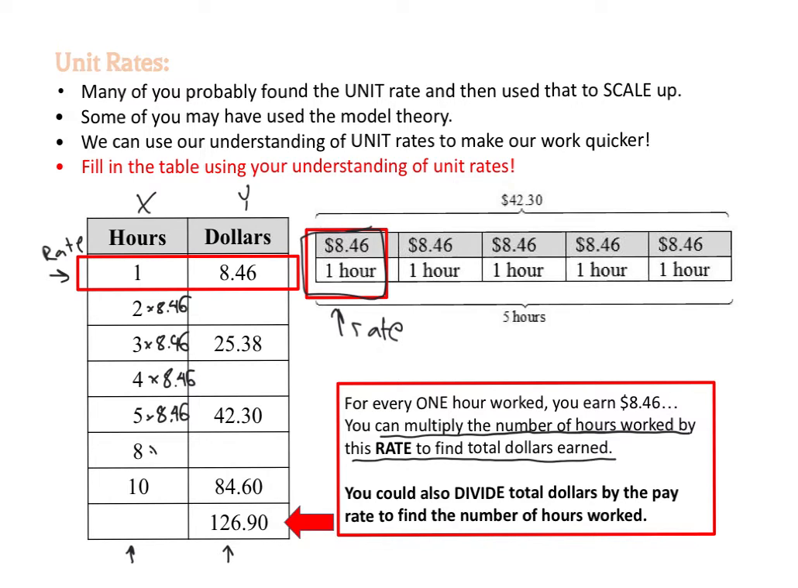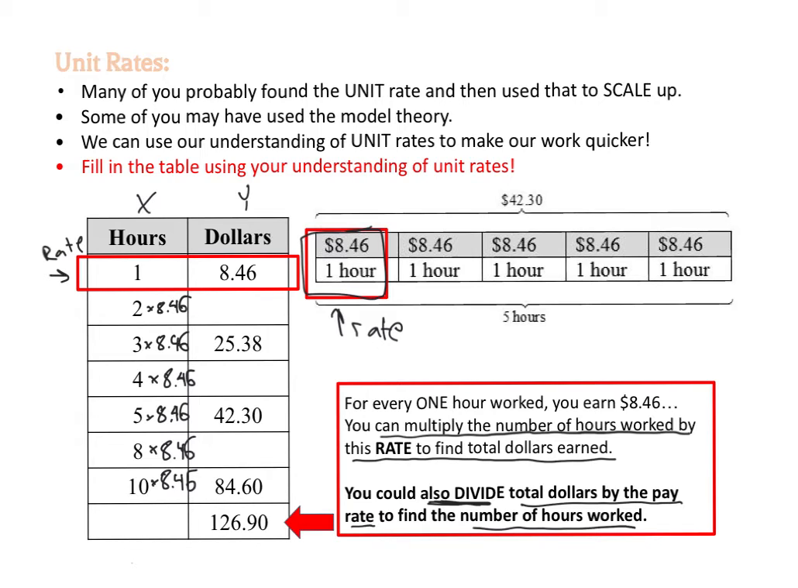And so in all of these prior, we've been multiplying by the rate, $8.46. So what we do, if we need the reverse information, if instead of looking for our Y value, we're looking for our X value, is you can also divide total dollars by the pay rate to find the number of hours worked. So instead of multiplying our hours by the rate to get the dollars, we will divide our dollars by the rate to get the hours.